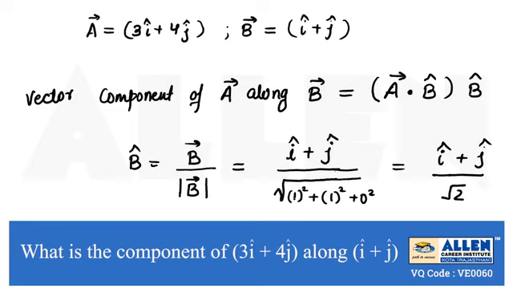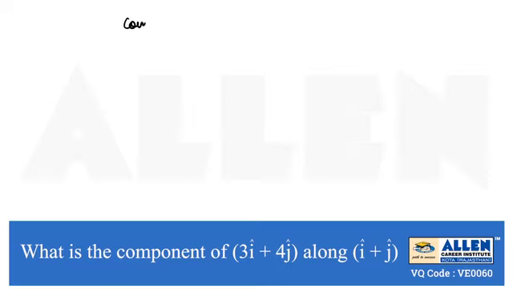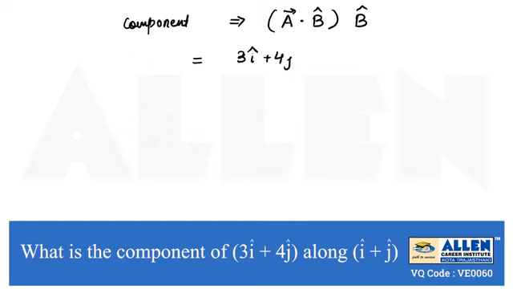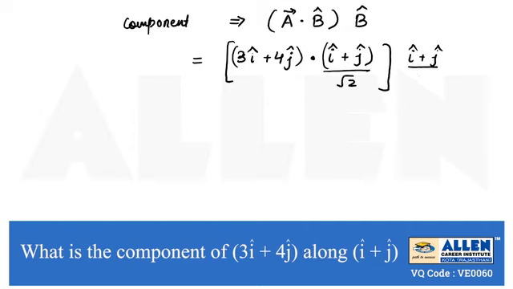Now we will use this b cap for finding the component. The component can be found as, I am directly writing it, a vector dot b cap, and along with this, b cap. So the a vector, which is given as 3 i cap plus 4 j cap, we will dot product with b cap. b cap comes out as i cap plus j cap divided by root 2. And outside the bracket again b cap, that is i cap plus j cap divided by root 2. So we will solve this one.